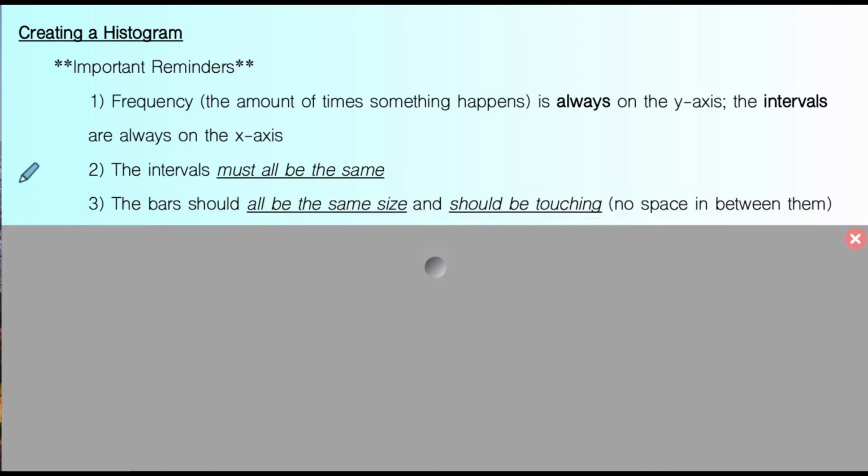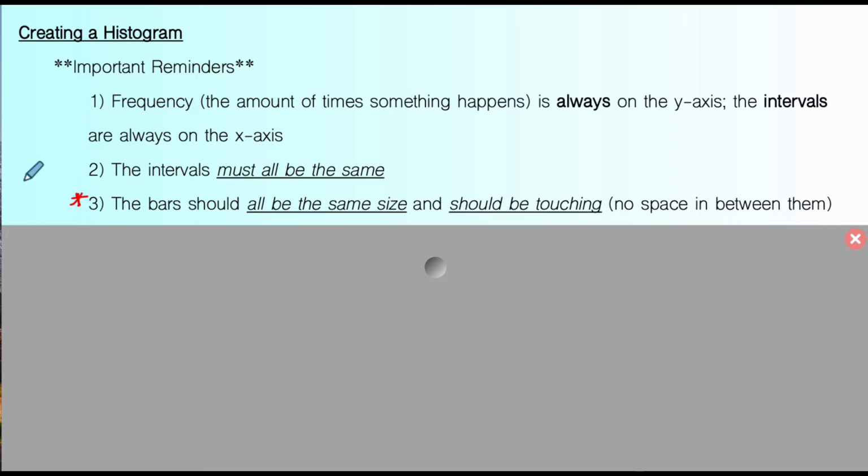This one I'd put a little star by, and it's going to sound a little weird at first, but there's a reason for it. When you create the bars in the bar graph portion of this, they should all be the same size, not the same height, but the same width. And they should be touching. There should be no spaces in between them. And there's a reason for that.